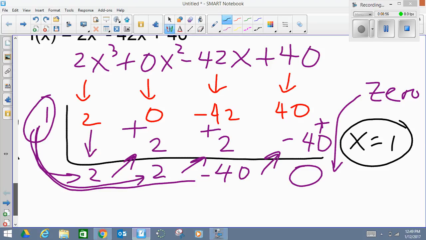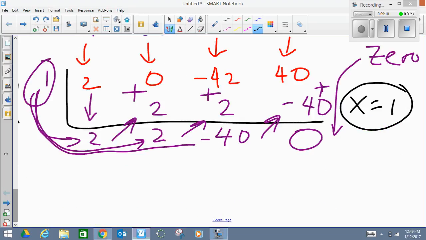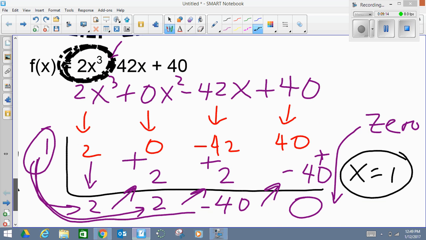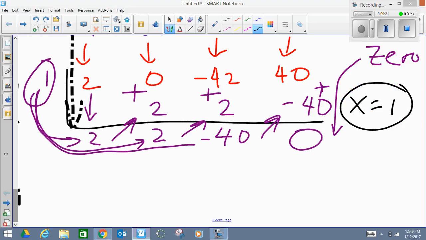Now, let me rewrite the answer. My original problem was x to the third power. Then when I go through synthetic division, my answer is going to drop 1 down. The exponent is going to drop 1. Again, if the original was x cubed, then once I go through synthetic division, my answer is going to have x squared. The exponent goes down 1.